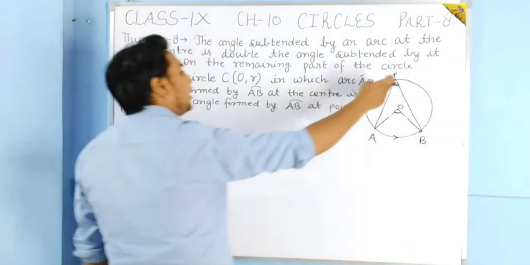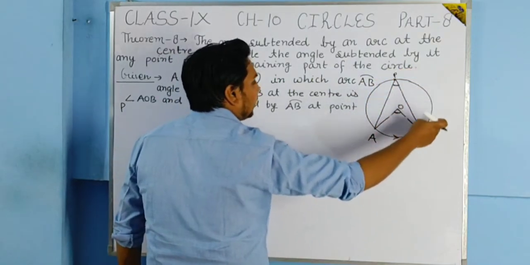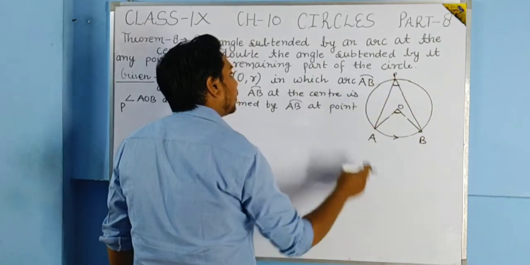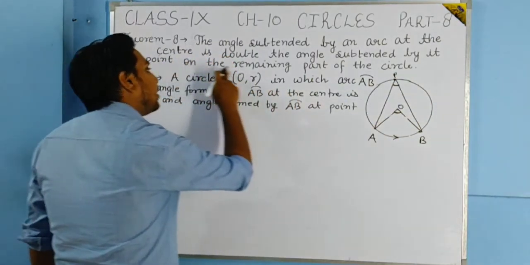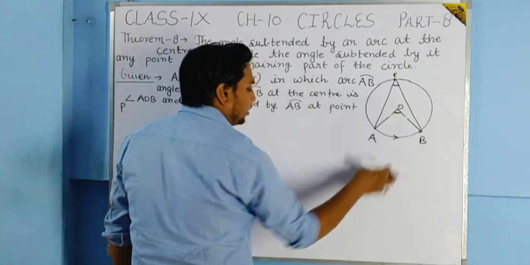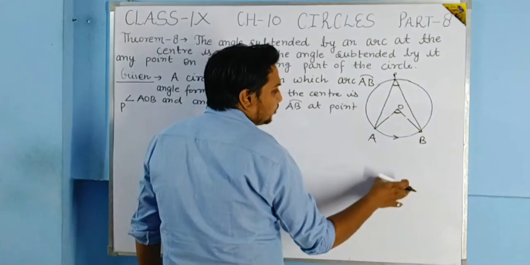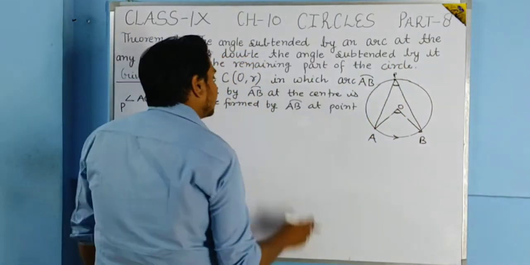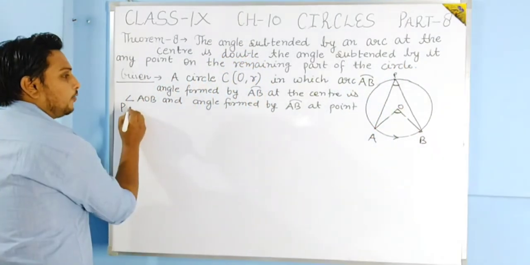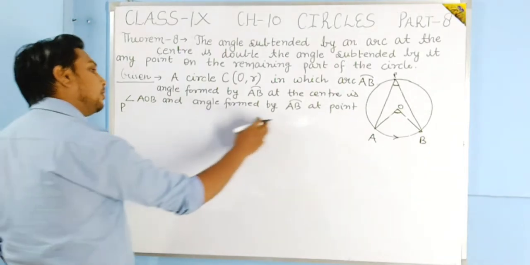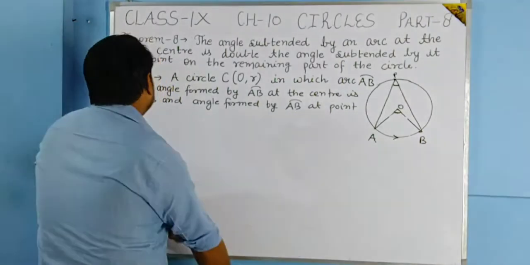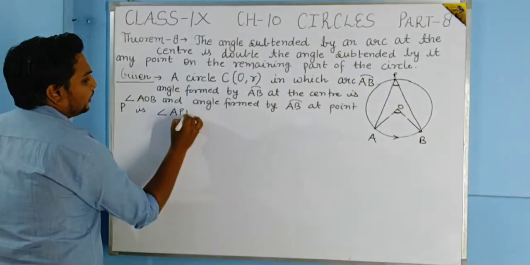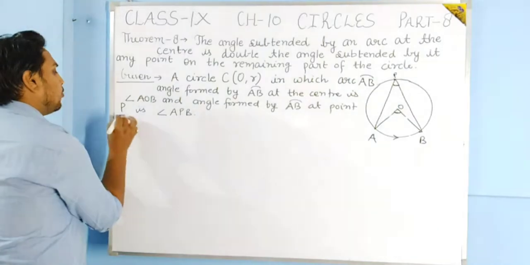okay. This point P can be in any part of the arc BA, because in the question it is written "remaining part of the circle". So if in a circle you extract this part AB, then what is left? This arc BA. So the angle formed by arc AB at point P is angle APB. Okay, students. Now what is to prove?